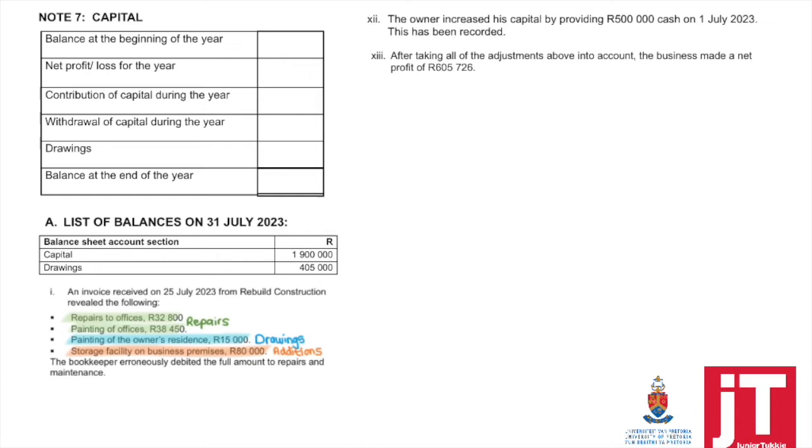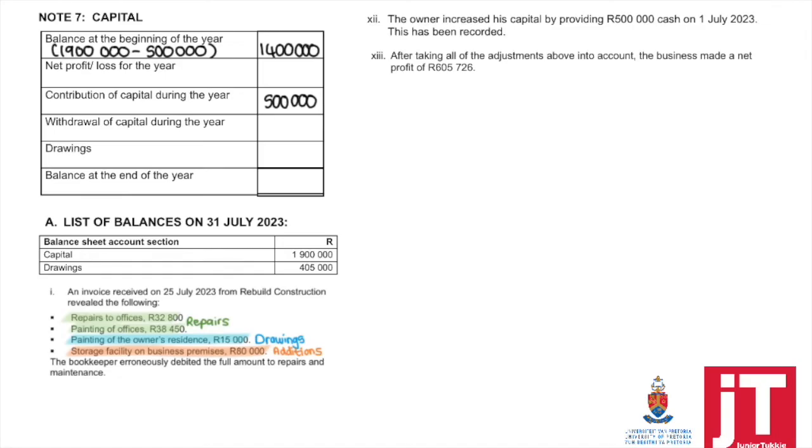Then it says the owner increased his capital by providing 500,000 cash on the 1st of July 2023. This has been recorded. So if this has been recorded, that 500,000, it means that the balance from the pre-adjustment trial balance or the list of balances will be 1.9 million minus 500,000 equals 1.4 million. That was the capital balance in the beginning.